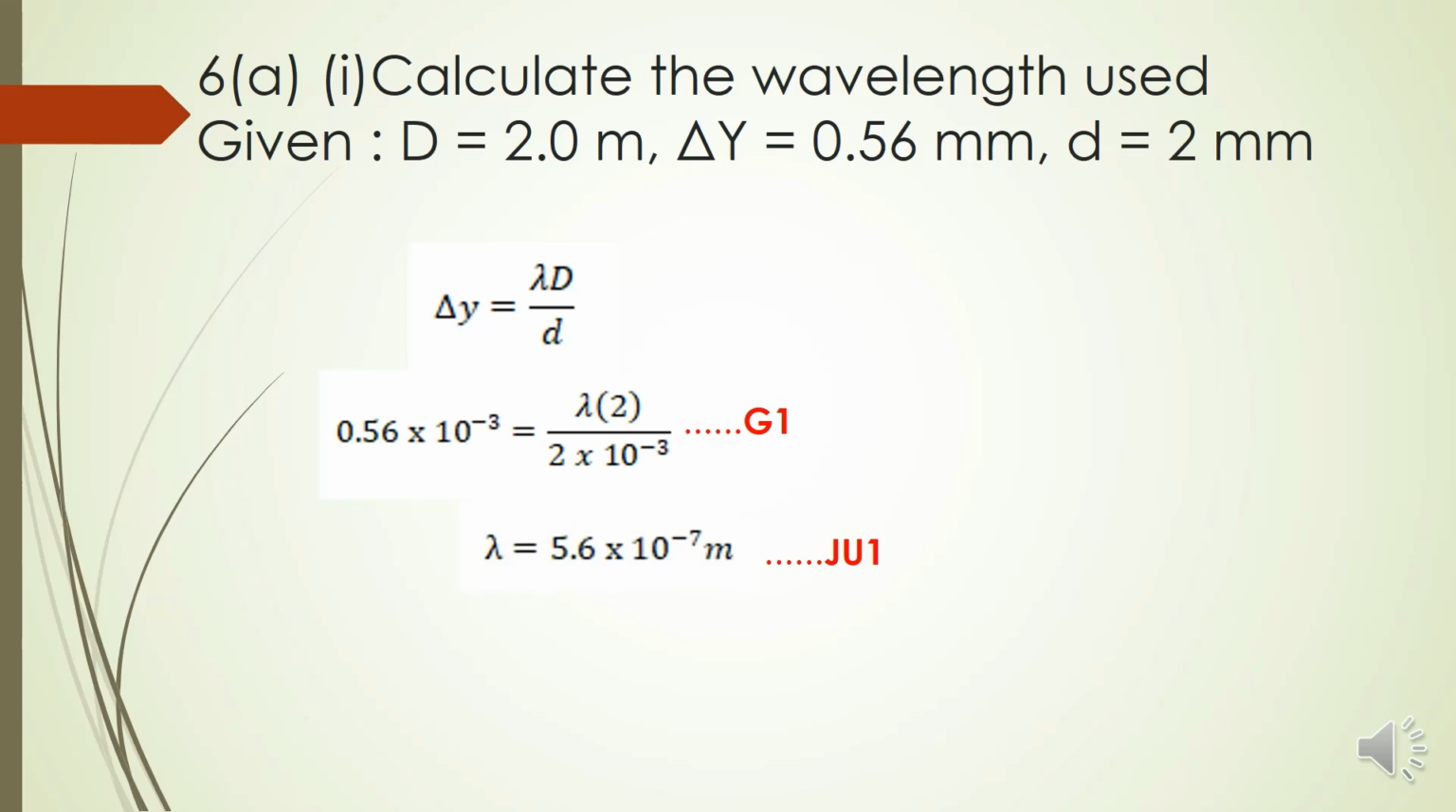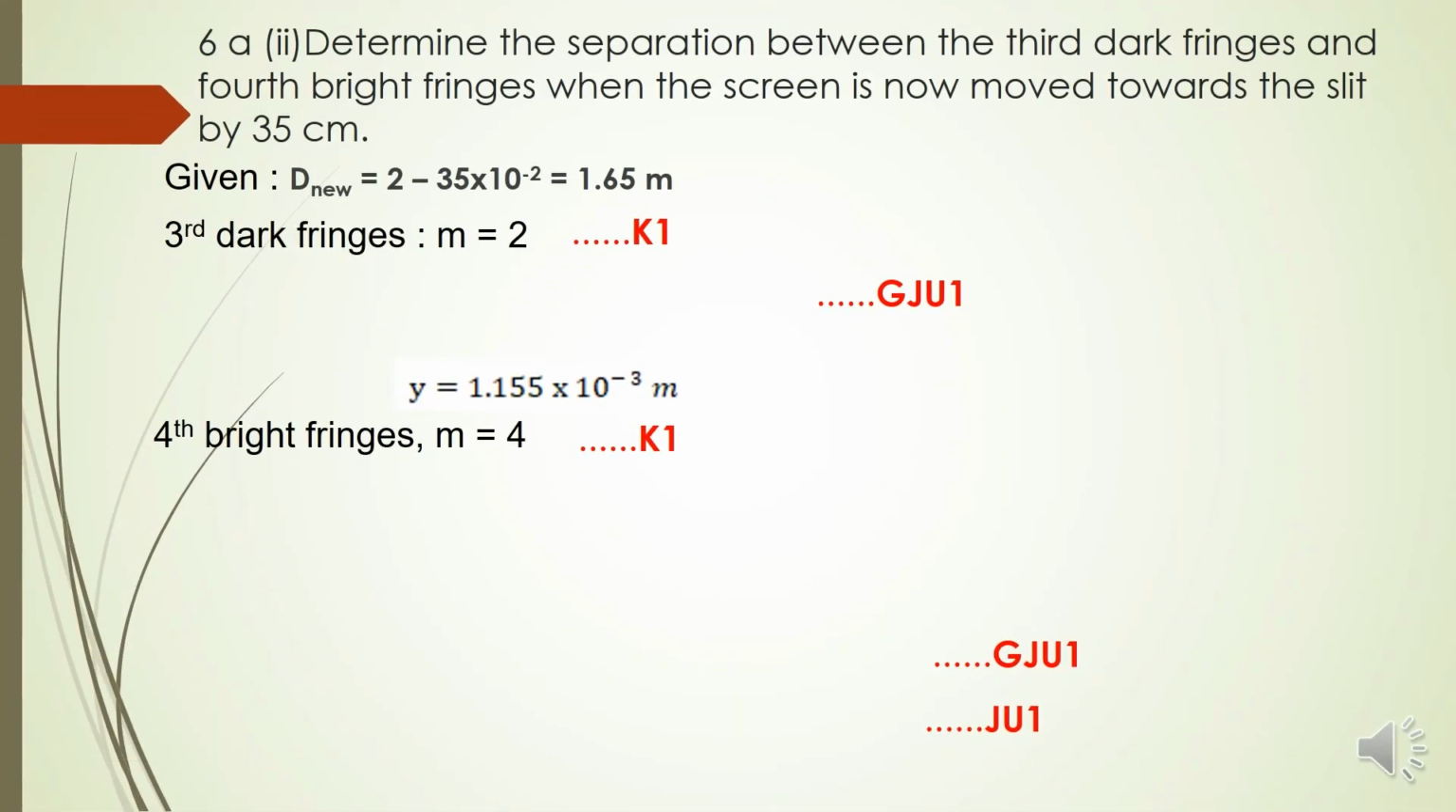Dan daripada sini kita boleh kira lambda. Lambda bersamaan dengan 5.6 darab 10 kuasa negatif 7 meter. Yang mana jawapan betul, unit betul akan dapat 1 markah. Determine the separation between third dark fringe and fourth bright fringe where the screen is now moved toward the slit by 35 cm. Jadinya jarak di antara slit to screen akan berkurang sebanyak 35 cm. Jarak baru kena tolak dengan jarak lama. Jadi jarak baru akan dapat 1.65 meter.